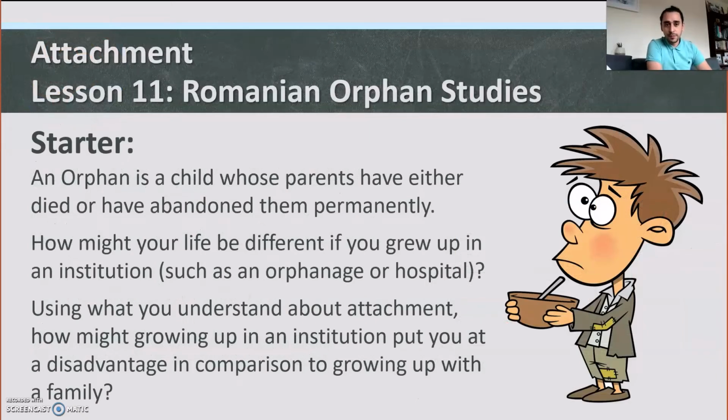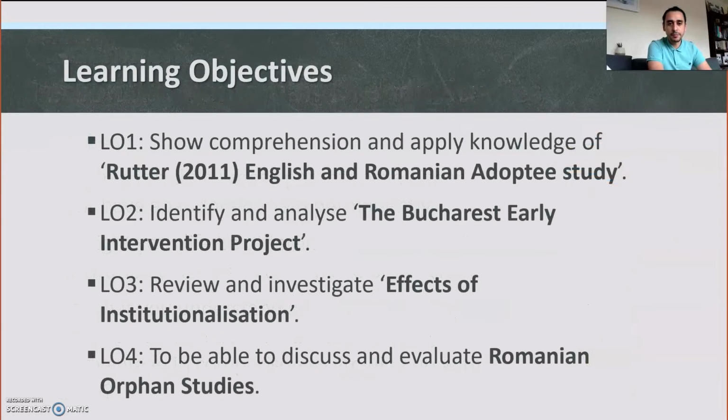An orphan is a child whose parents have either died or have abandoned them permanently. How might your life be different if you grew up in an institution? Two examples of an institution would be an orphanage or even sometimes a hospital. Using what you understand about attachment, how might growing up in an institution put you at a disadvantage in comparison to growing up with a family? Have a little think about that.